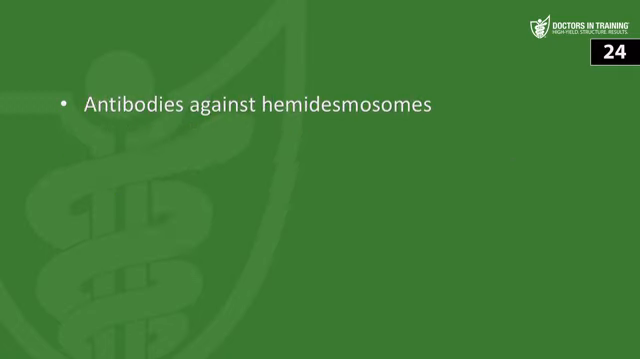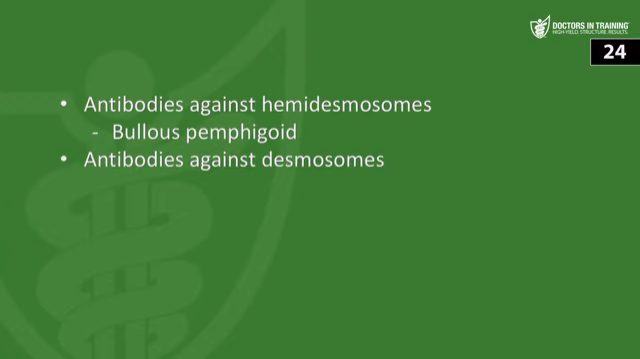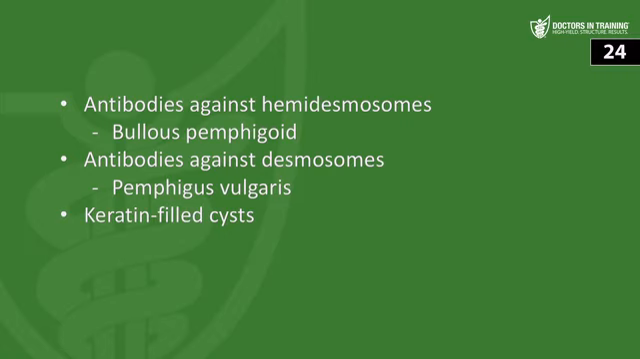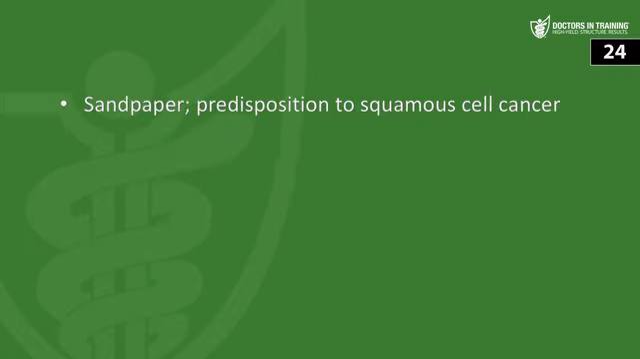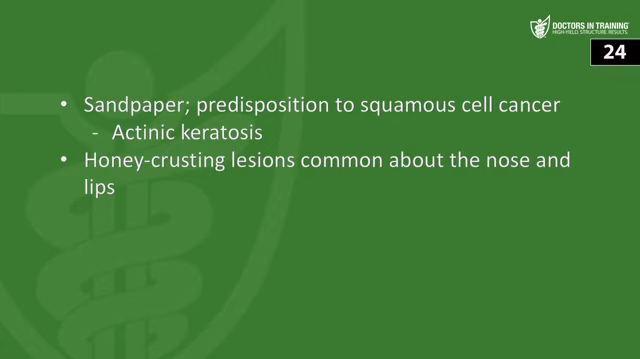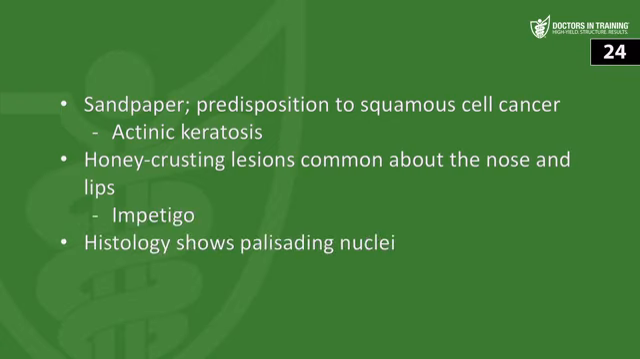Antibodies against hemidesmosomes is bullous pemphigoid. Antibodies against desmosomes, pemphigus vulgaris. Keratin-filled cysts are seen with seborrheic keratosis. Sandpaper lesions and predisposition to squamous cell cancer is actinic keratosis. Honey crusting lesions that are common about the nose and lips is impetigo. And histology that shows palisading nuclei is classic for basal cell carcinoma.